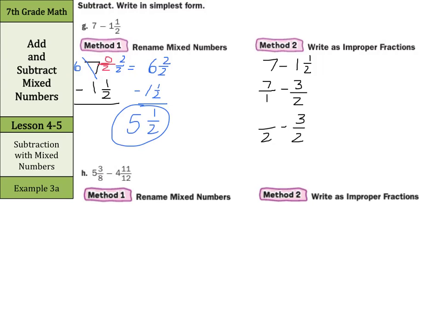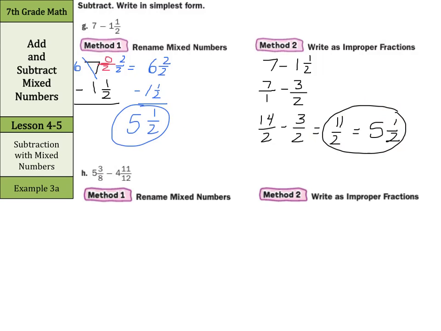And what did we do? We did 1 times 2 to get us to 2, so 7 times 2 is going to get me 14 halves. And then 14 minus 3 is 11 halves. And if you want to get that back into a mixed number, well, guess what? It's 5.5. So no matter whether we rename with mixed numbers or write as an improper fraction, you'll get the same result.